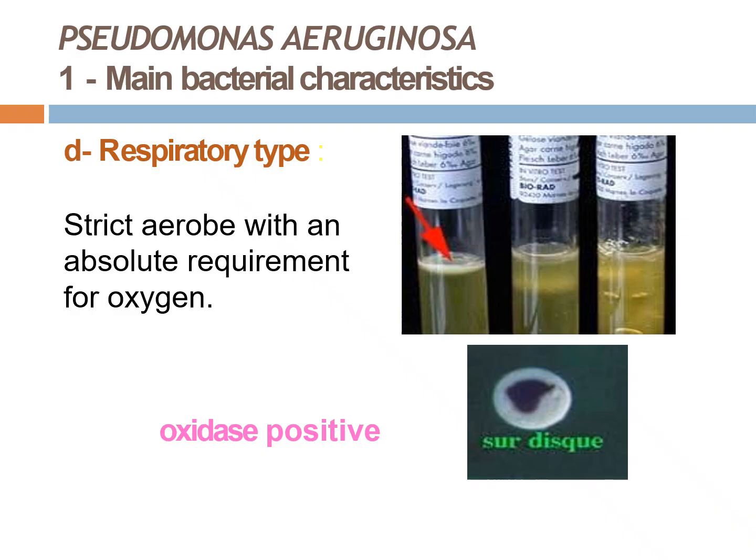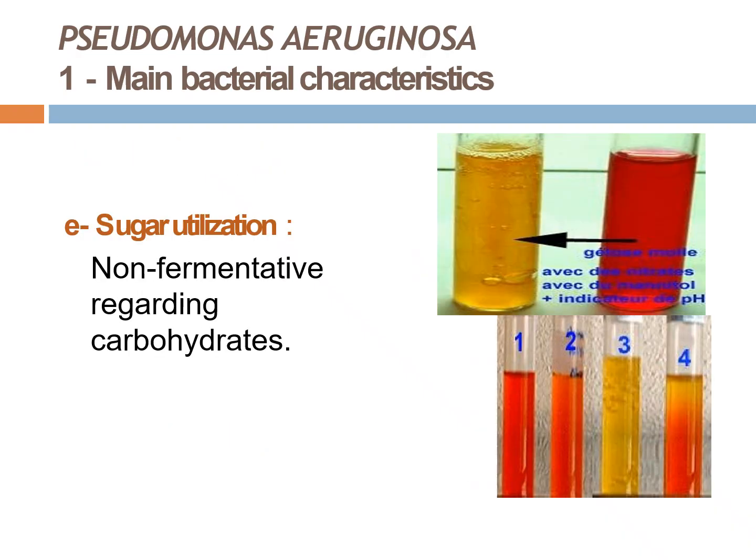It is a strict aerobe, so it requires oxygen to grow. A key laboratory feature is that it is oxidase positive, which helps distinguish it from Enterobacterales. Unlike many other gram-negative bacteria, Pseudomonas do not ferment sugars. That's why we call it non-fermentative.